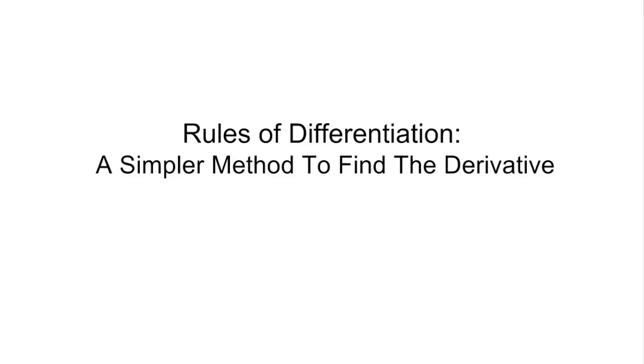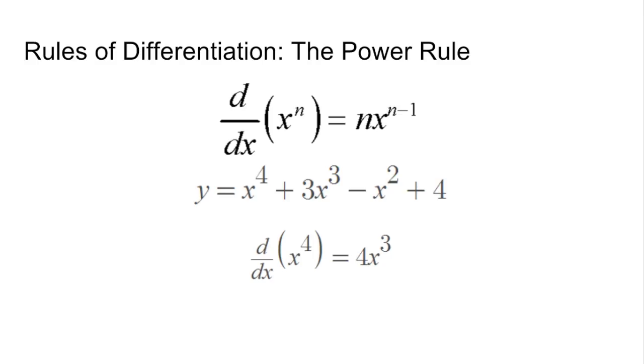The rules of differentiation are a byproduct of first principles. However, it is a much simpler and more commonly used method to find the derivative. The first and most important rule is the power rule. All you have to do is bring the power out to the front and reduce the power by 1.